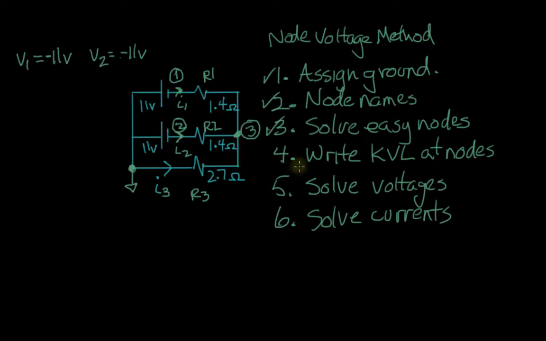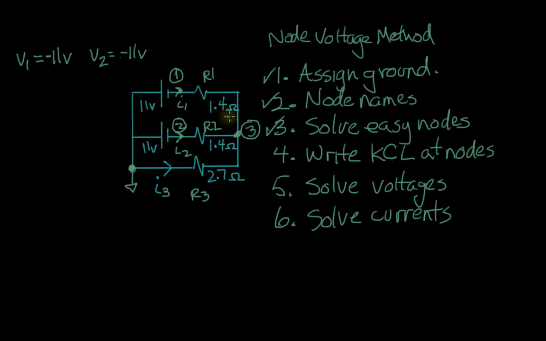Did I say Kirchhoff's voltage law? No, that's wrong. Let me fix this. This is bad. Kirchhoff's current law, KCL. We write KCL at the nodes when we're doing the node voltage method. A little confusing. That's okay. Whew. Okay. Step 4, write Kirchhoff's current law at the nodes. And the only node we have left is node 3. So let's write KCL at this node here.